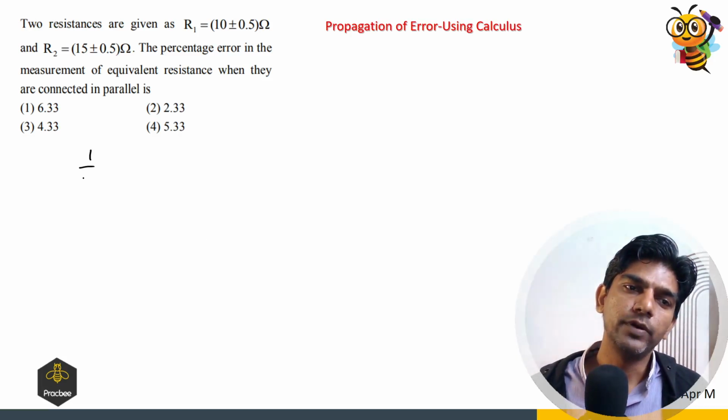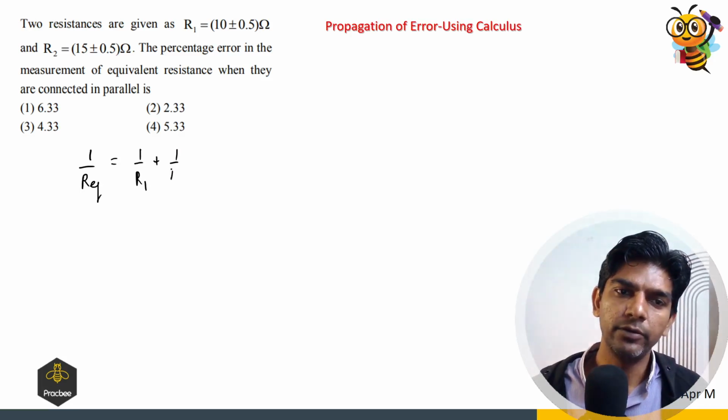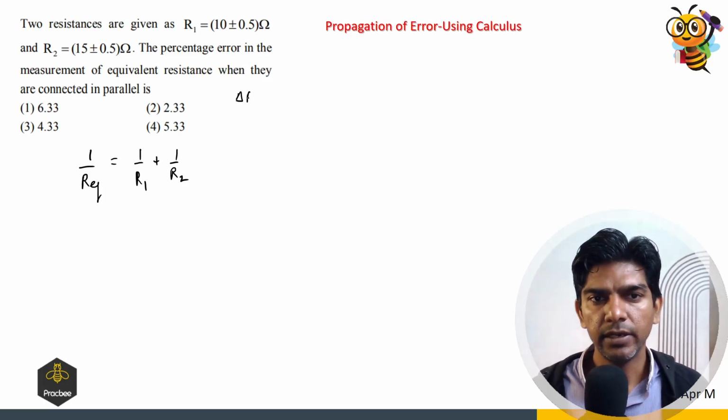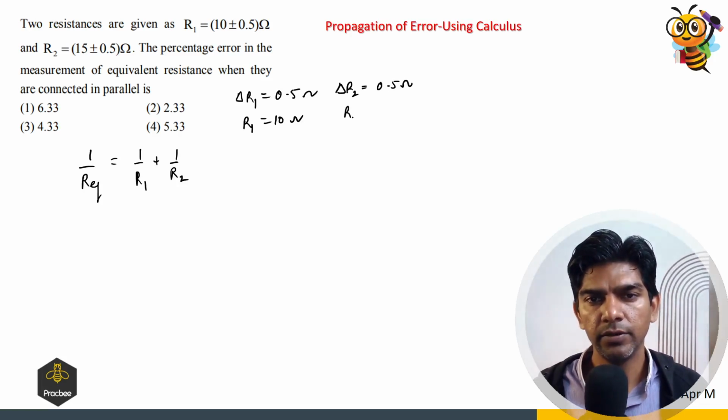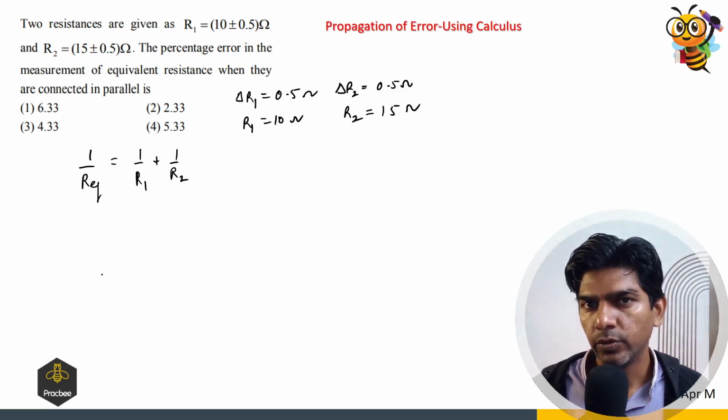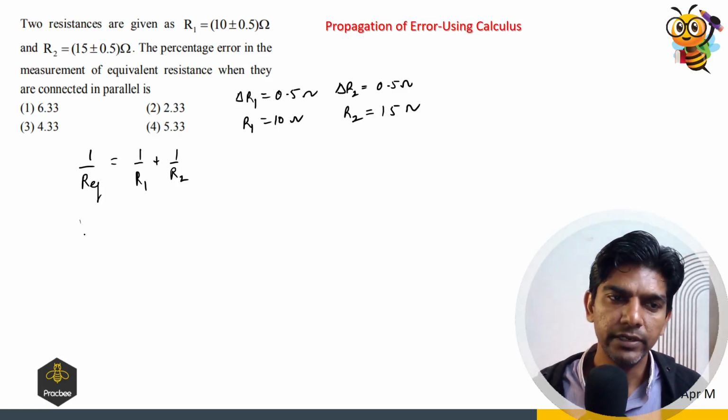So we know 1 by R equivalent will be given as 1 by R1 plus 1 by R2 when two resistors are in parallel. So here delta R1 is given as 0.5 ohms and R1 is 10 ohms. Delta R2 is given as 0.5 ohms and R2 is given as 15 ohms. So what I'm going to do, again I'm going to differentiate both sides.